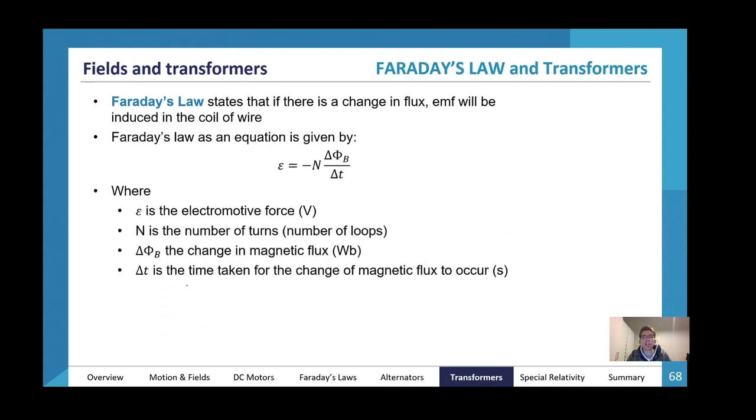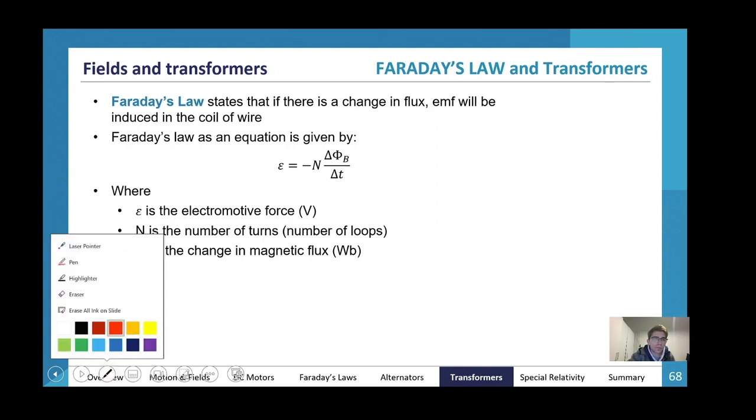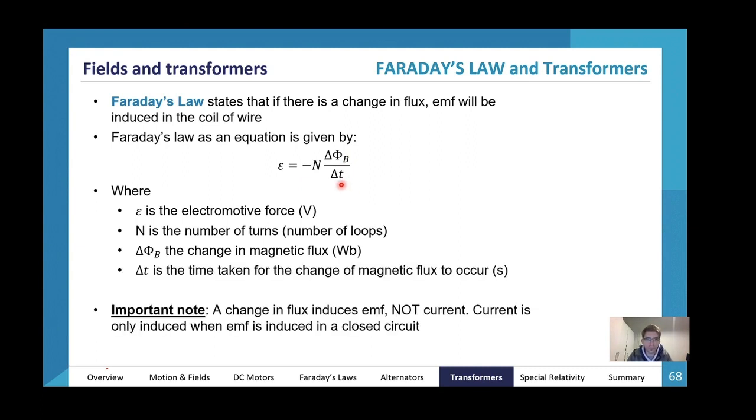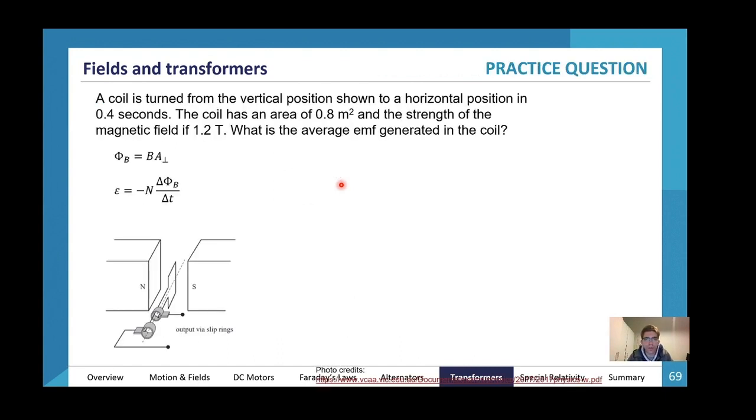However, when there is a change in flux, we are inducing a voltage. And we use this equation, which we call Faraday's law, where the number of loops multiplied by the change in flux divided by the change in time will generate a voltage. Now, a change in flux induces EMF, which is voltage, but not current. Current is only induced when EMF is induced in a closed circuit.